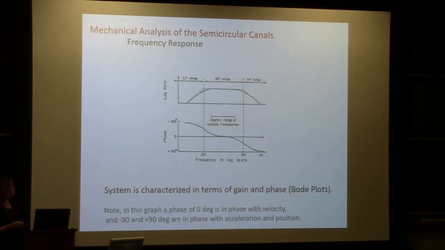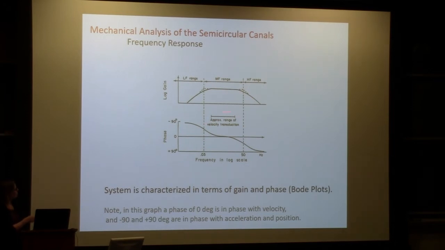So I guess most of you have seen Bode plots, hopefully, at this point. These are log axes on the x-axis, and then you have basically phase and gain up here. And what you can see is that we've broken this graph into 3 parts. There's the low frequency range, the mid frequency range, and the high frequency range.